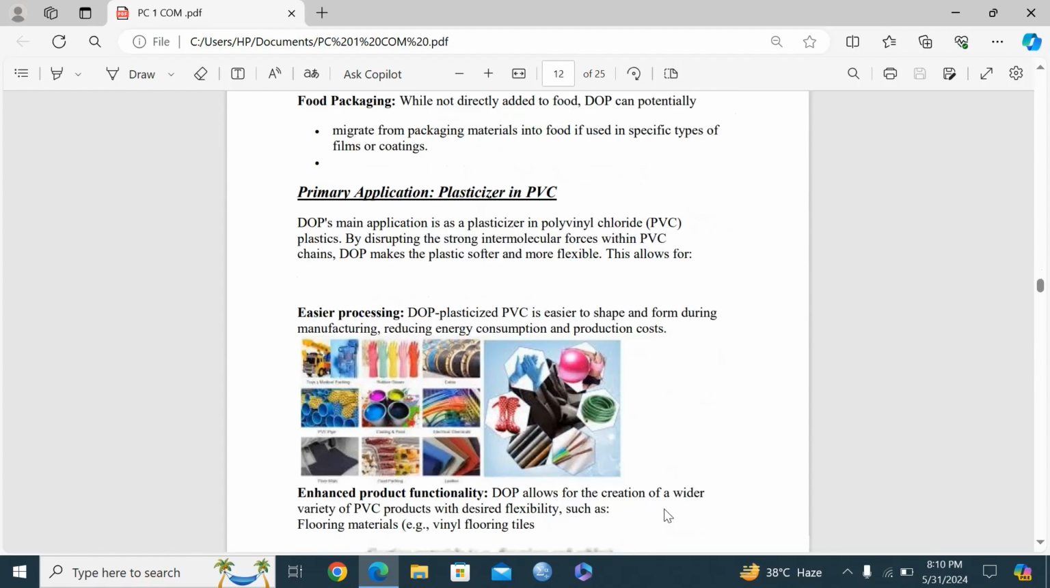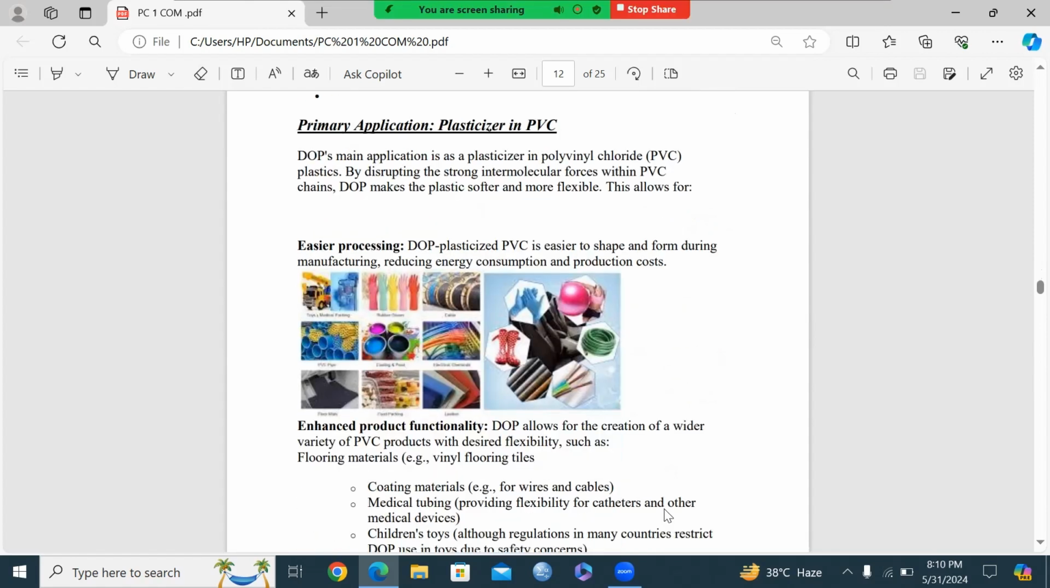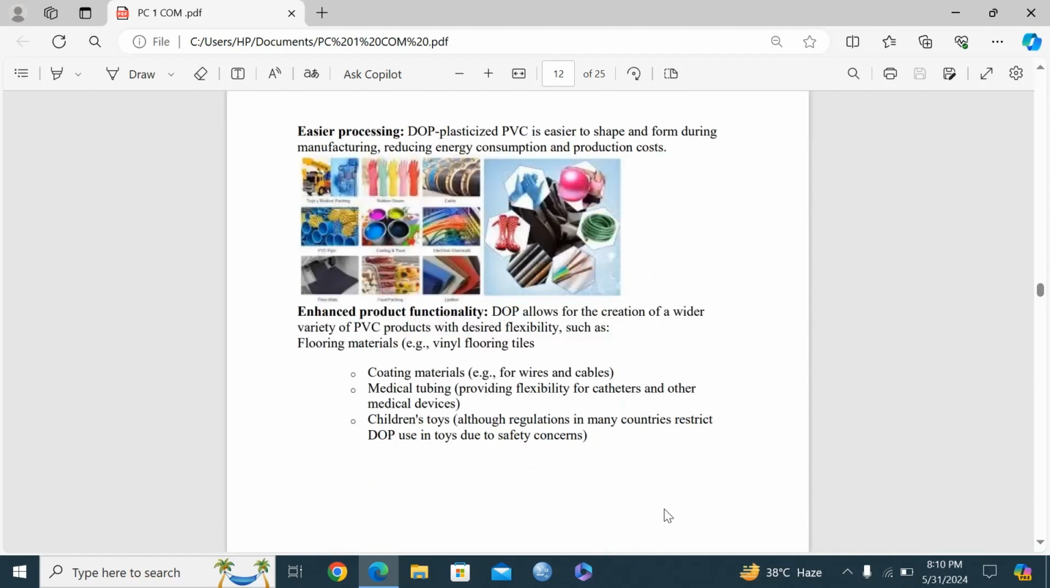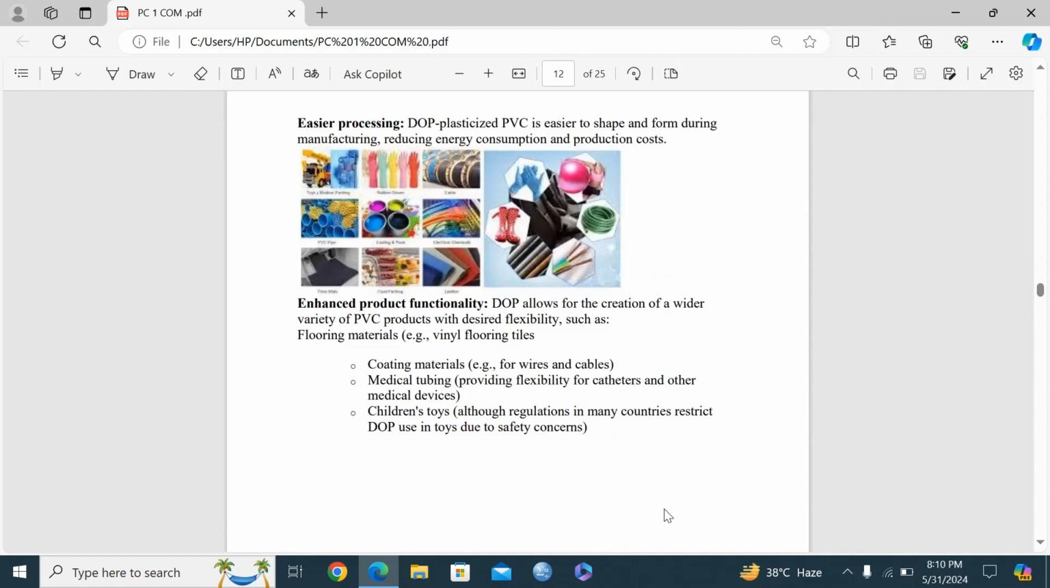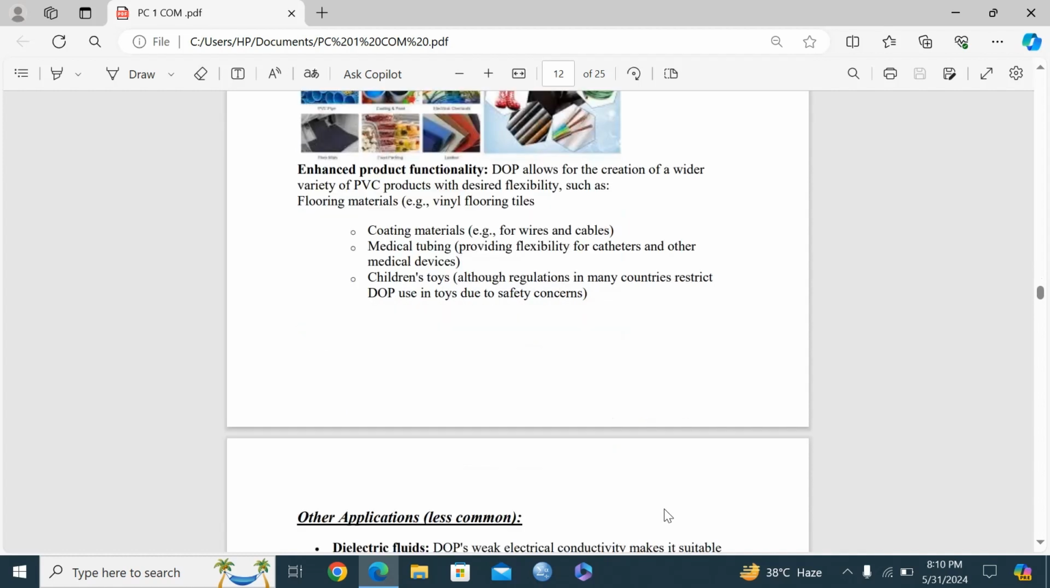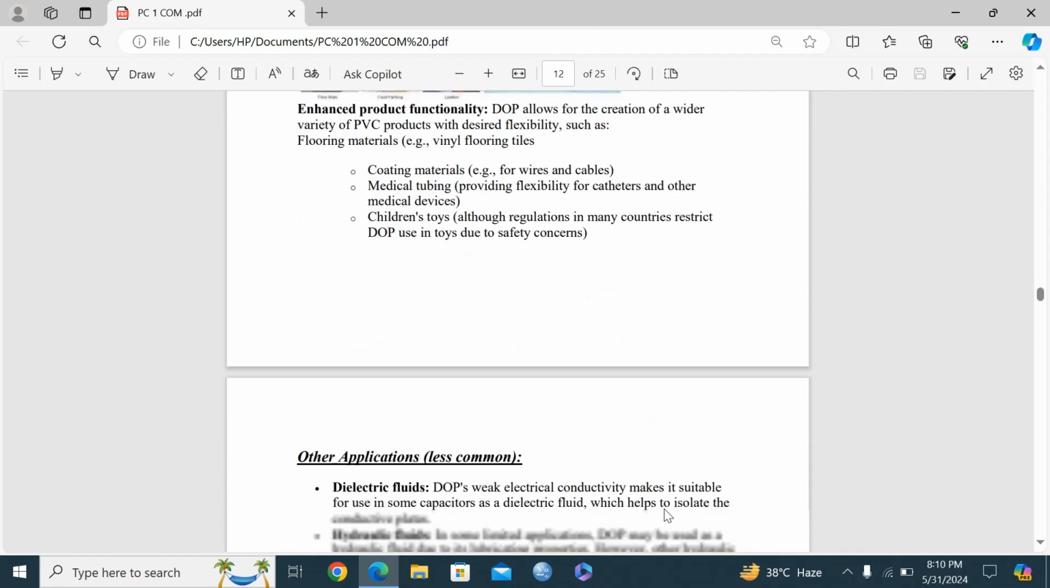Primary application. DOP's main application is as a plasticizer in PVC plastic. By disrupting the strong intermolecular force within PVC chains, DOP makes the plastic softer and more flexible. Easier processing. DOP plasticized PVC is easier to shape and form during manufacturing, reducing energy consumption and production cost. Enhanced product functionality. DOP allows for the production of a wider variety of PVC products. Coating material, medical tubing, children's toys.